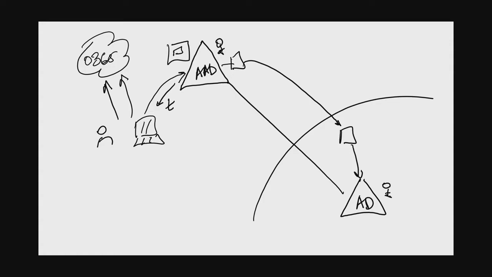Who was familiar with that flow? Okay, I see a lot of hands, but maybe less than password hashing and federation.